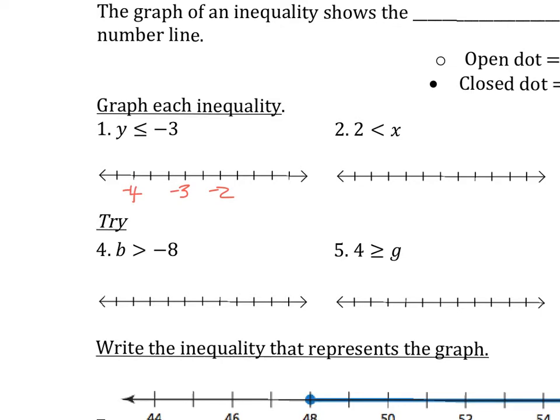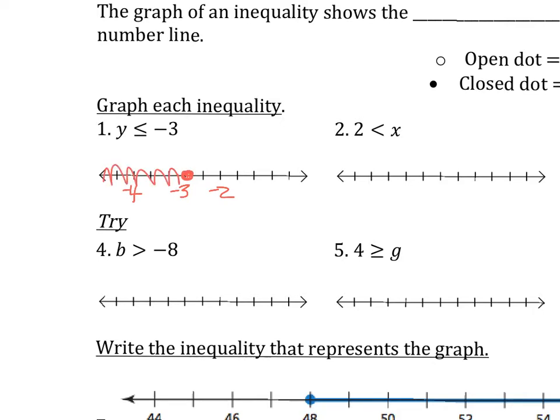Then I need to decide what kind of dot I have. Since this is equal to, it's going to be a closed dot. And then I think about the alligator. This says y is smaller than -3 because the alligator is not eating y. So y is smaller, so shading smaller would be back this way.